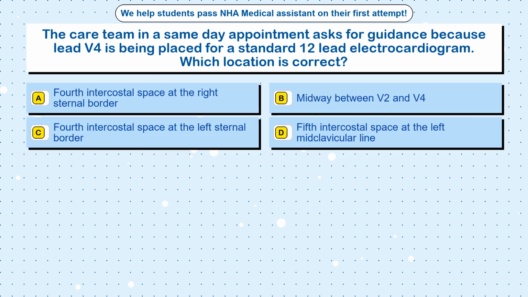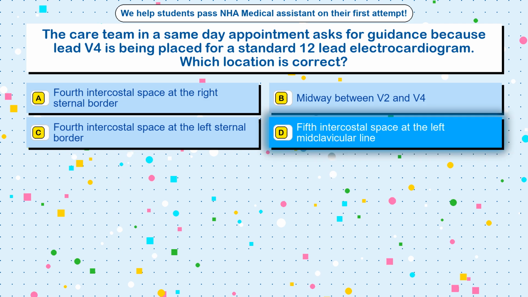Question 23. The care team in a same-day appointment asks for guidance because lead V4 is being placed for a standard 12-lead electrocardiogram. Which location is correct? Option A. Fourth intercostal space at the right sternal border. Option B. Midway between V2 and V4. Option C. Fourth intercostal space at the left sternal border. Option D. Fifth intercostal space at the left midclavicular line.